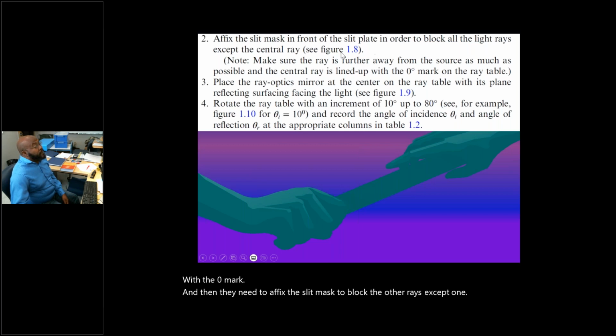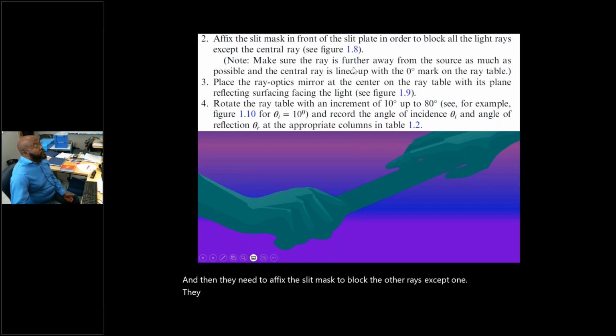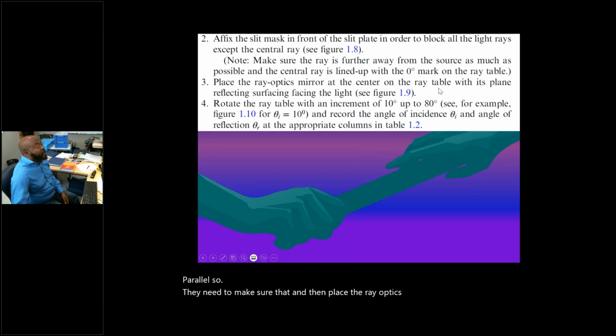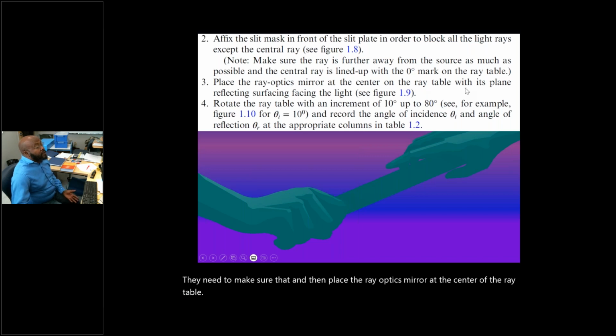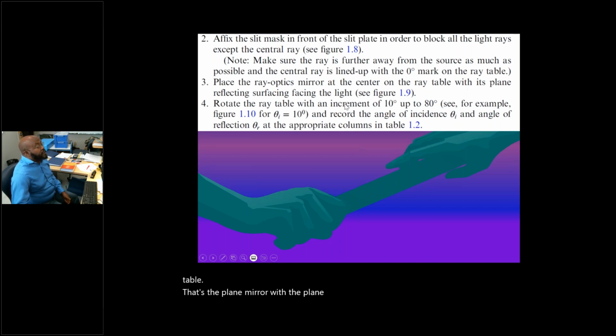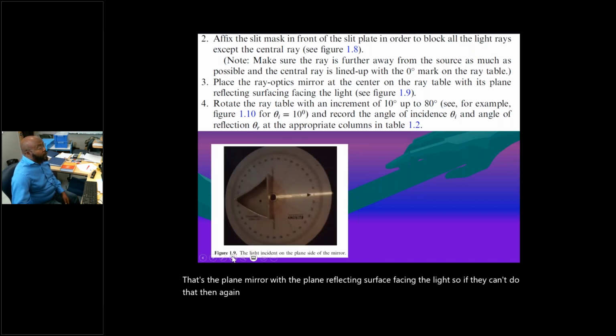And they need to make sure the ray is further away so that we have parallel rays. If it is close to the source, it's not going to be parallel. So they need to make sure of that, and then place the ray optics mirror at the center of the ray table. That's the plane mirror with the plane reflecting surface facing the light. So if they can't do that, then again, they will be provided with the figure. So that's the plane side of the mirror. This is just one ray, the central ray.